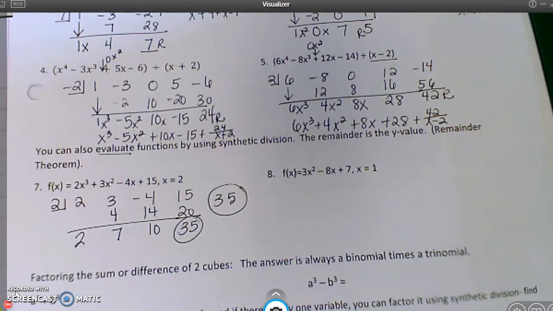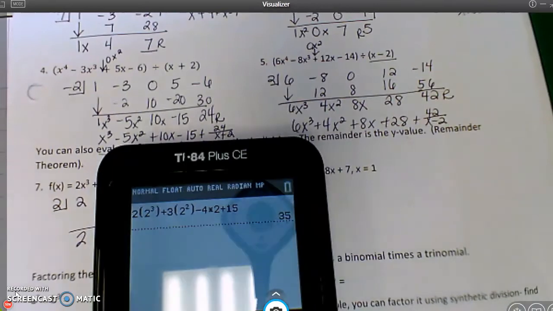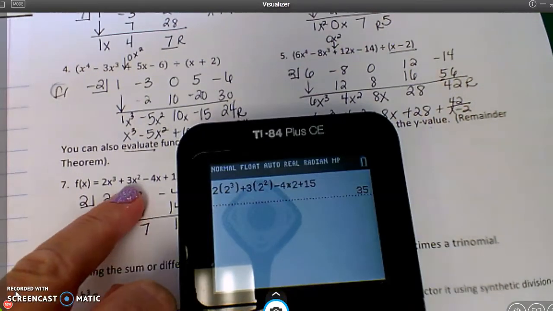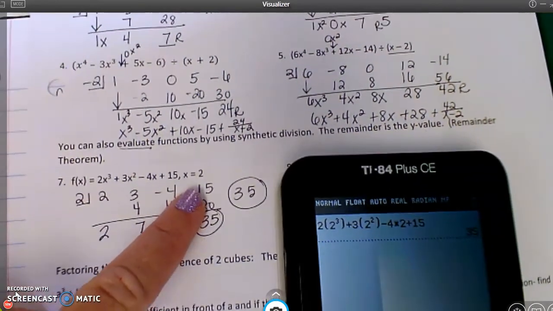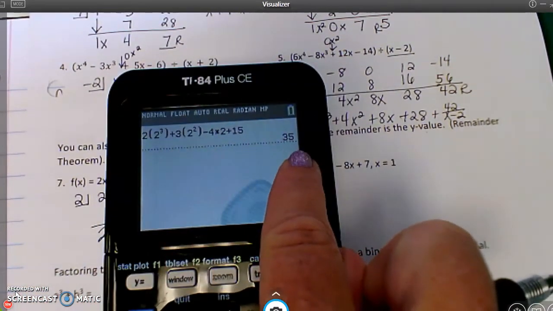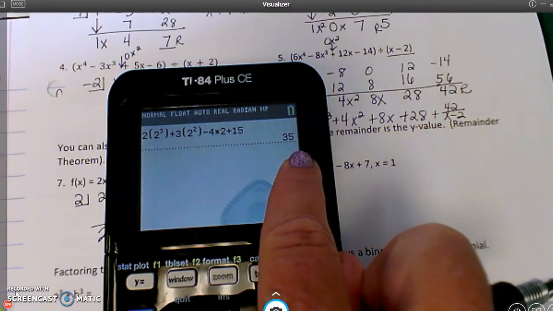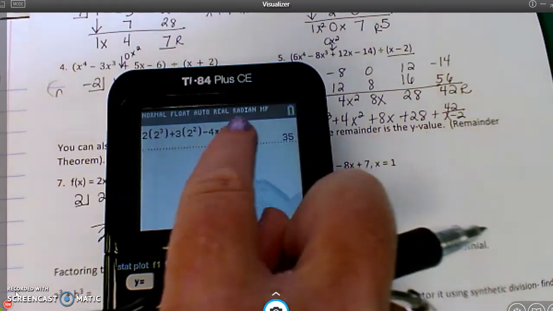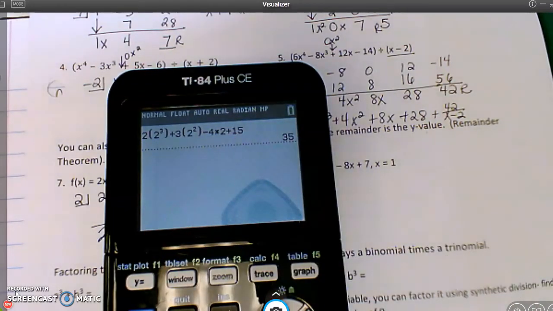Let me show you real quick. If you put that in the calculator, and in the place of all the x's, if we put a 2, because it says evaluate, that's what it does, it gives us that value. This is just another way to do it, and so this could be your check if you wanted to check to see if you did it right.